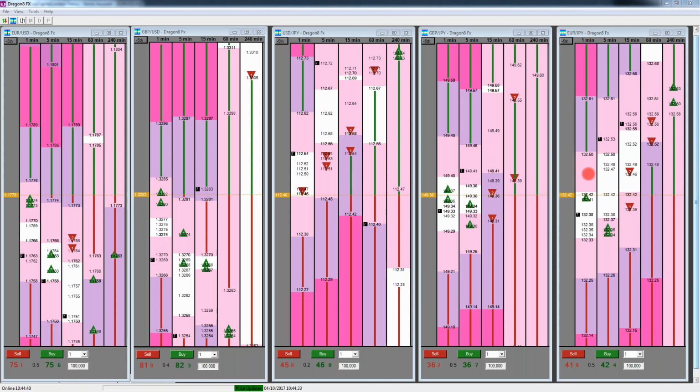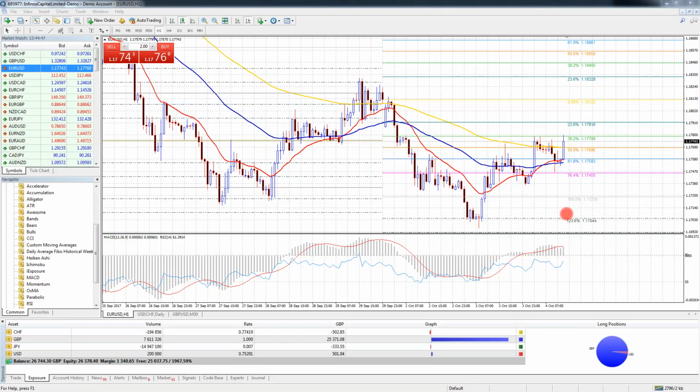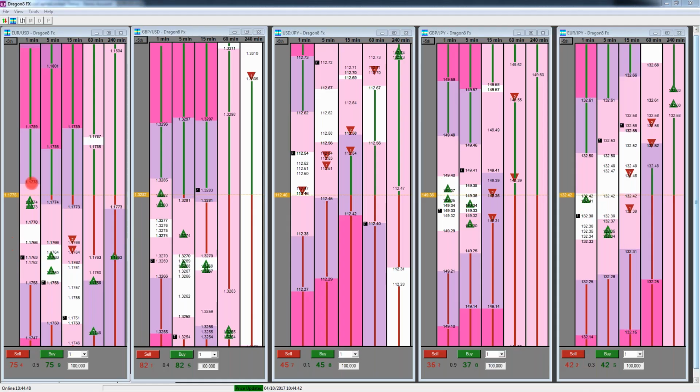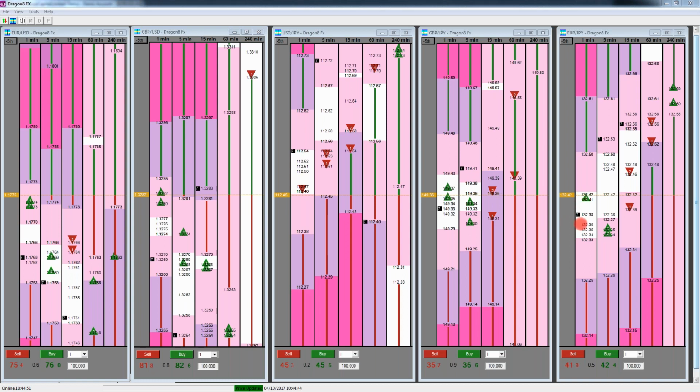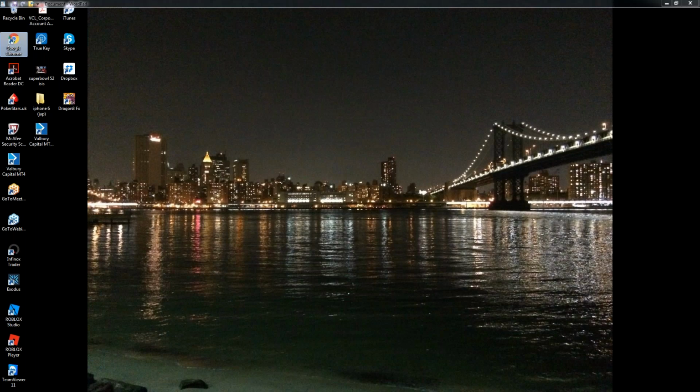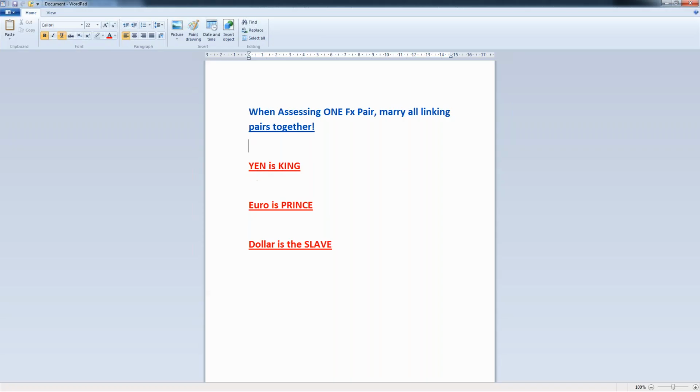The yen is losing against the euro, but it's also winning against the dollar because it's now pushing dollar lower. Euro is gaining against both. It's turned around, looking stronger against the dollar, looking stronger now. It's turned in the last 20 minutes against the yen. So euro is now king.